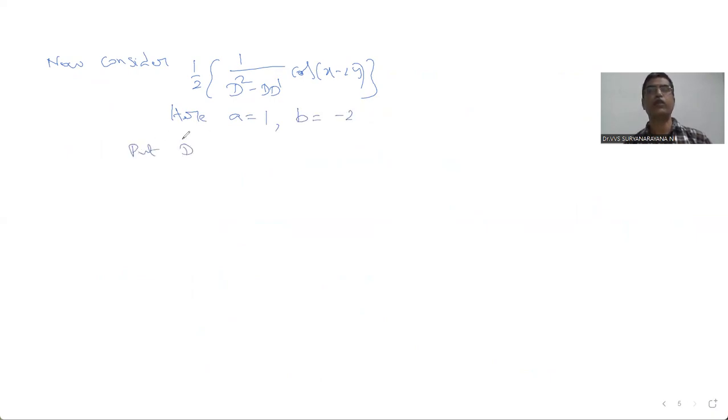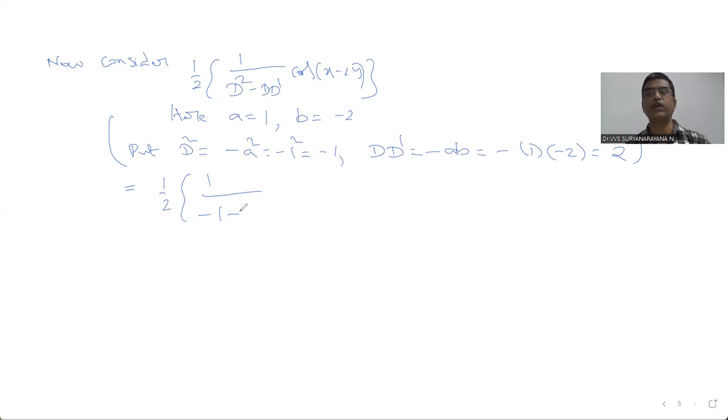So as per the procedure, we have to replace D square with minus a square, that is minus 1 square, that is minus 1, and D dash with minus ab. So minus of a 1 and b minus 2 means 2. So put D square equal to minus 1 and D dash equal to 2. So then this particular integral becomes half of 1 by, in place of D square minus 1, minus in place of D dash 2, of cos(x minus 2y). Now minus 1 minus 2 is minus 3, that is non-zero. So 1 by 2 into 1 by minus 3 is minus 1 by 6. So minus 1 by 6 of cos(x minus 2y).